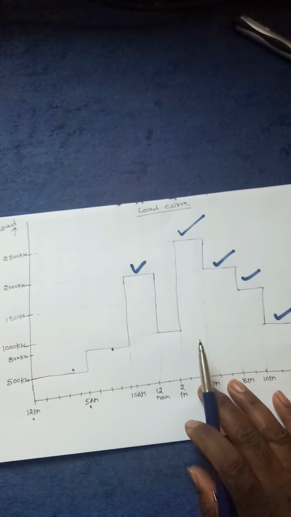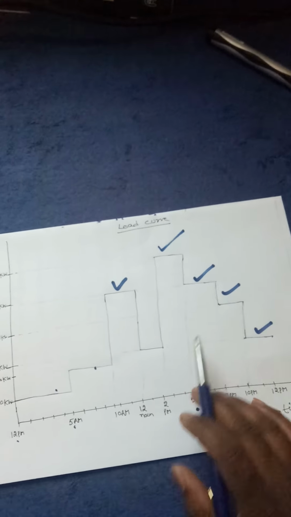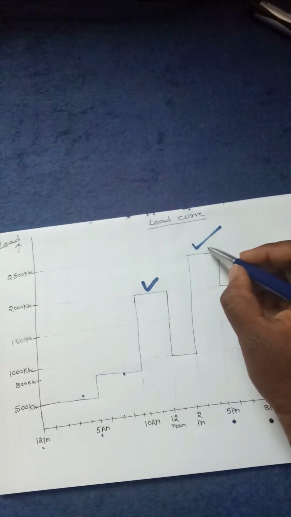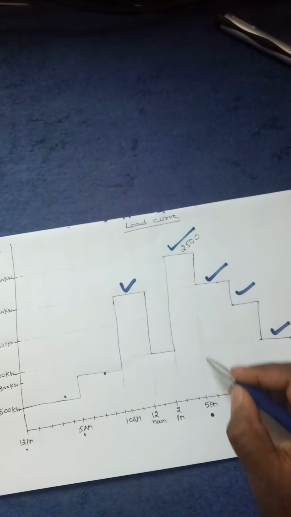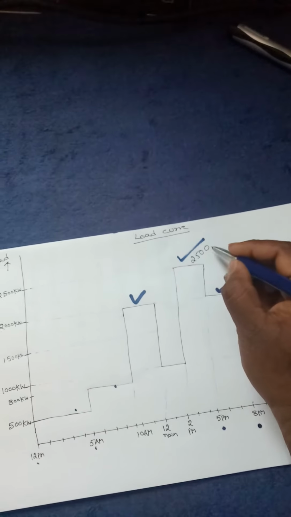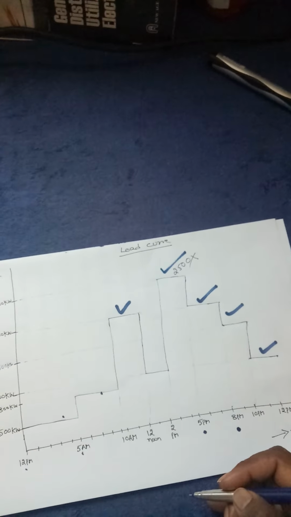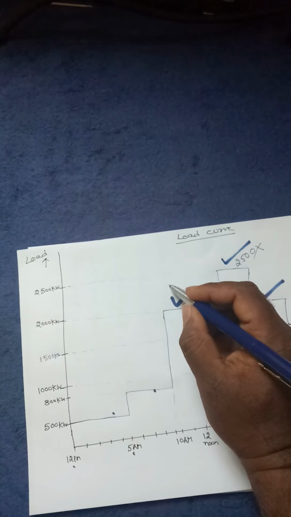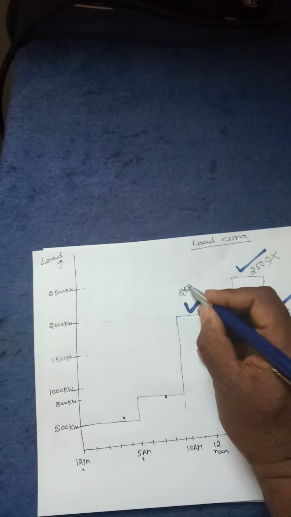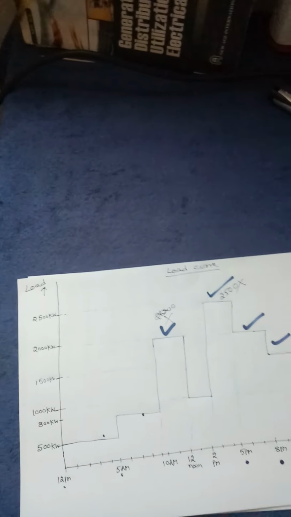Now for this load curve, in order to fit as closely as possible, what are the generators you can take? Can you take 2500? If you take one generator of 2500, it lasts for how many hours? 3 hours. So it is not the thing. If you take 2000 also, it lasts only 2 hours. So it also cannot be taken.